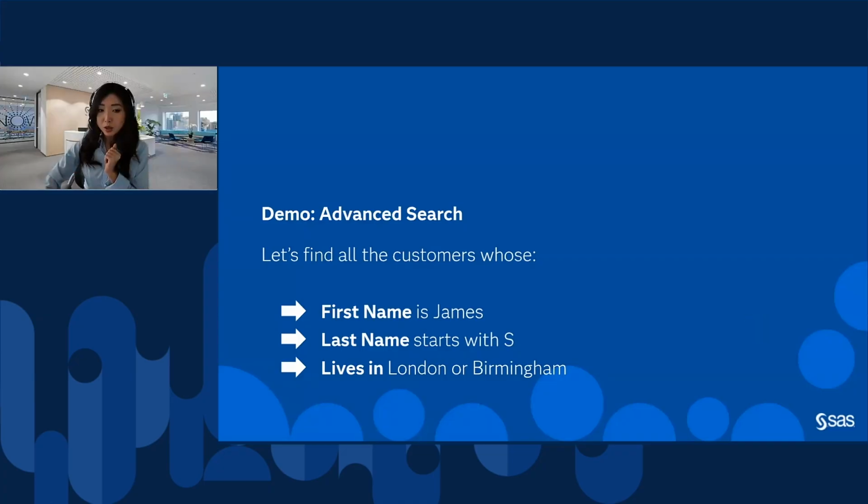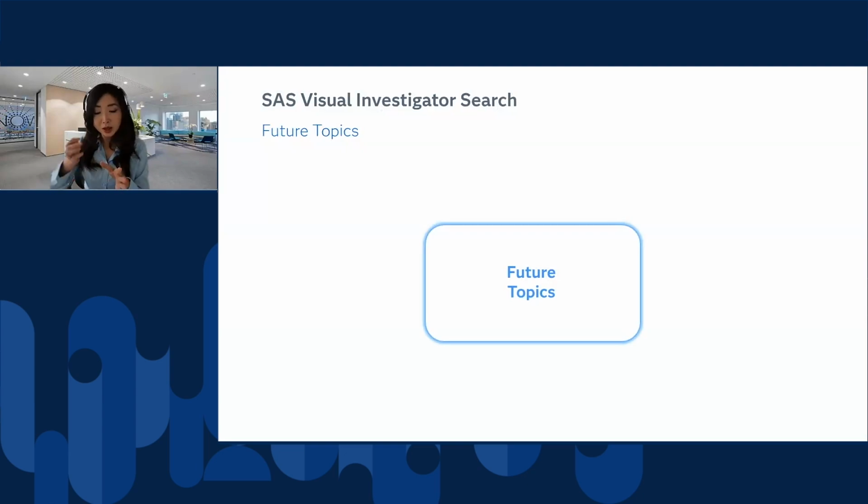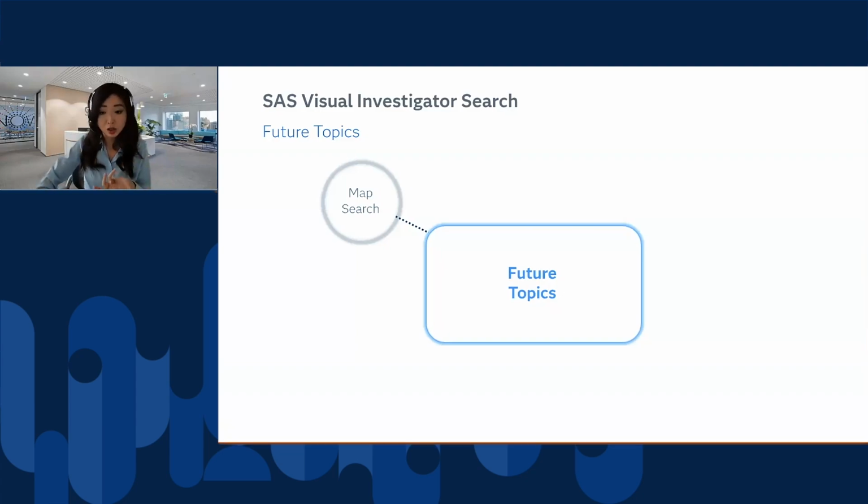And before we go to the Q&A, I would love to engage with you one more time and ask you questions. I want to know what future topics you might be interested in when it comes to SAS Visual Investigator search. One is map search. Like I mentioned earlier, that's where you can search within a geographical map. You can essentially open a map that's interactive. You can select an area of interest or specify a radius, and you can search and fetch all of the objects that fall within that geographical radius. That's essentially what map search is.